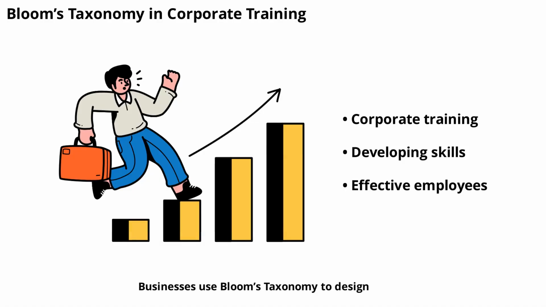Businesses use Bloom's taxonomy to design training programs that develop employees' skills. By targeting different cognitive levels, trainers can ensure that staff not only remember procedures, but also understand, apply, analyze, and create solutions. This leads to more effective and adaptable employees.